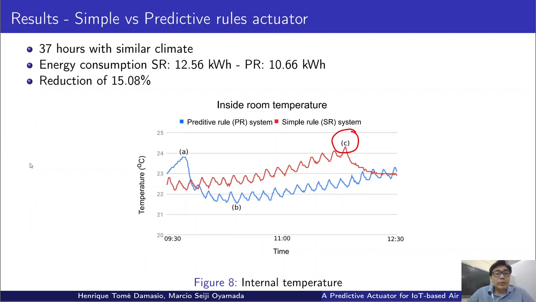And the blue line represents the behavior of the predictive rule actuator. At point A, it turns on the air conditioner unit, and at point B, the predictor model estimates a low demand of the energy consumption and it turns off the air conditioner unit, and this state is maintained along the day. And it's an interesting scenario because it represents a rainy and cool day when the air conditioner unit is not necessary.